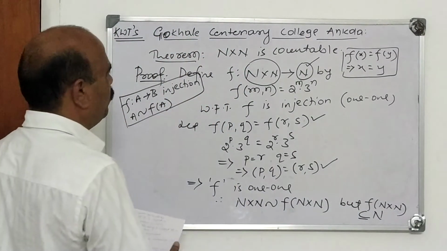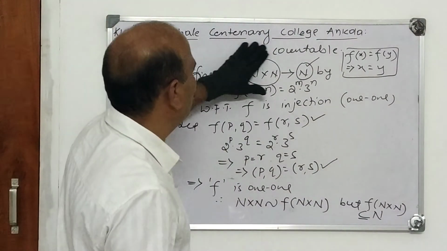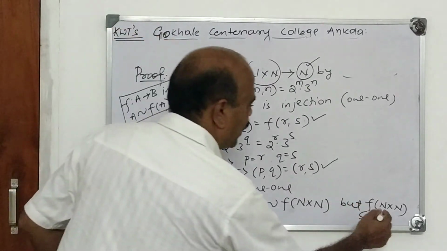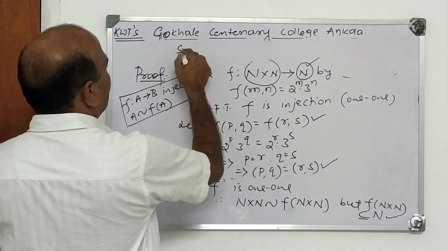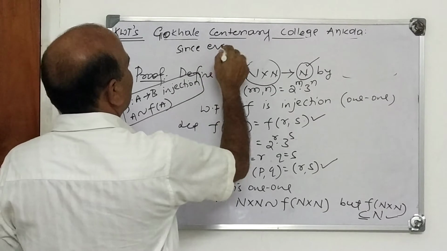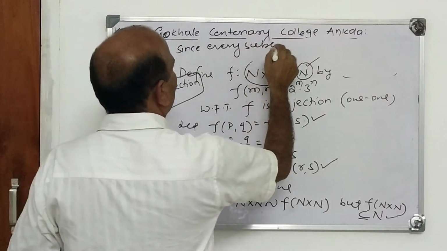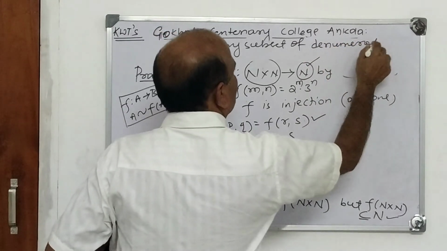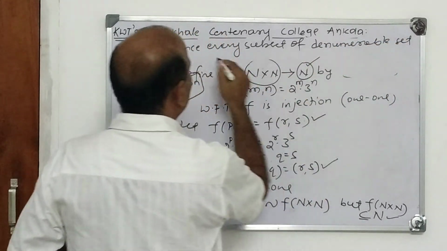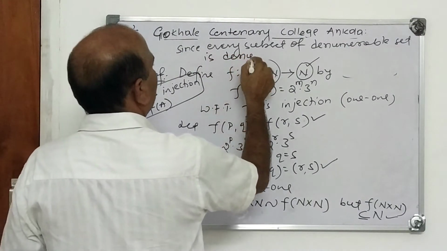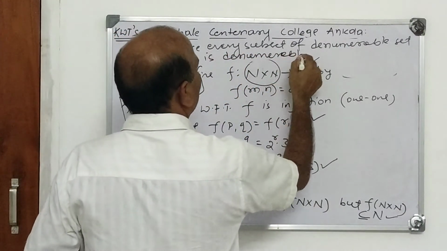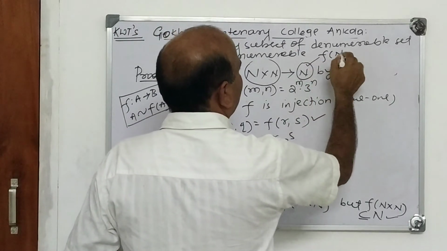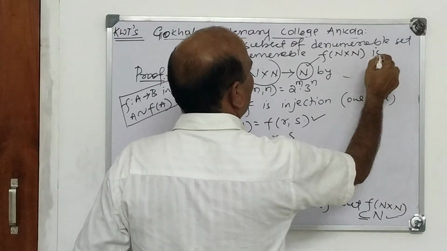But what have we proved? Every subset of a denumerable set is denumerable. Now here N is denumerable. Since every subset of a denumerable set is denumerable, f of N cross N is denumerable.